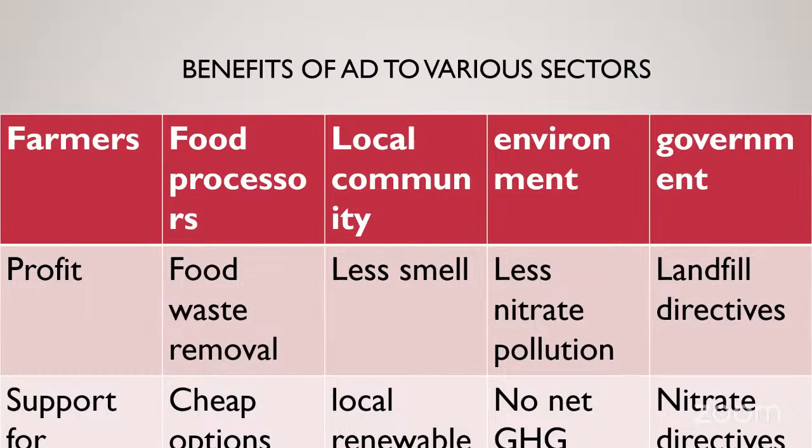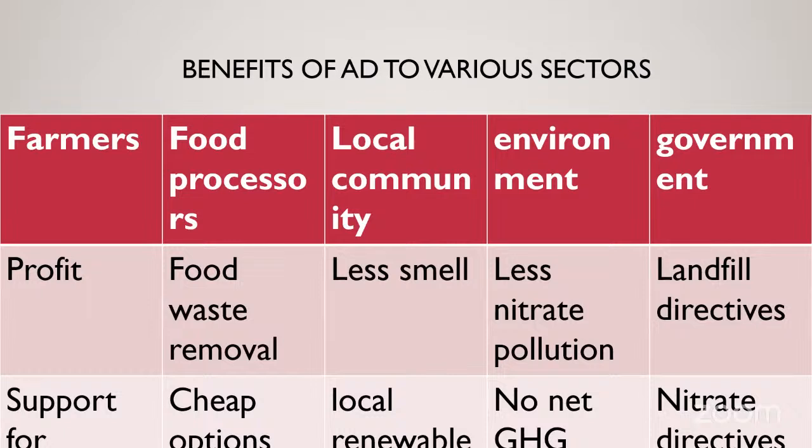So the table is showing 4 columns. The column for farmers, what is the benefit for farmers, what are benefits for food processors, what can be benefit for local community, what can be the benefit for the environment, and what can be the benefit for the government. Those are columns we are going to consider. So let's start with farmers.